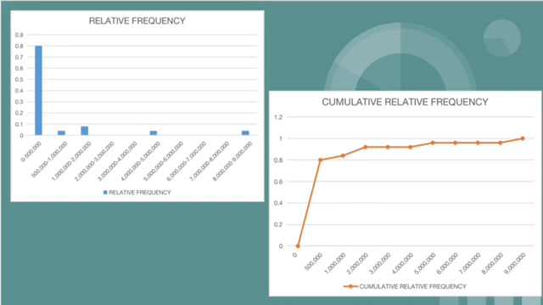So for the graph of international's relative frequency, it shows inconsistency, where the values decrease at first, then increase, and finally decrease. While the cumulative relative frequency graph for international is increasing.